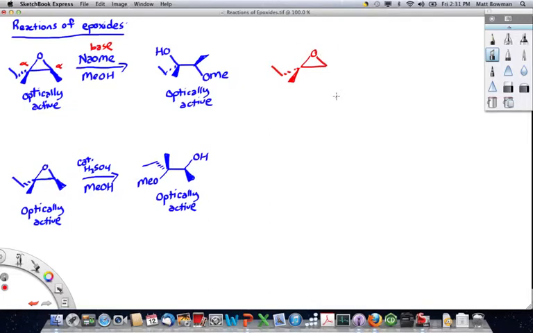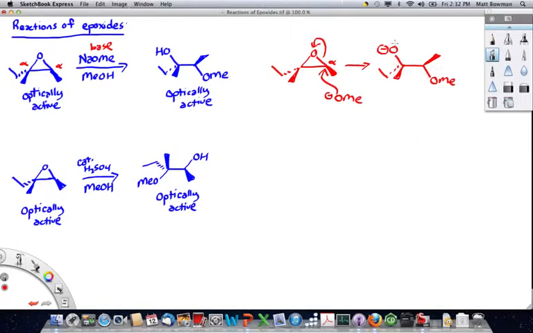When you're under basic conditions, you have a strong nucleophile that's capable of opening the ring on its own. So methoxide adds, electrons go up, O minus, OMe, like so. And if you notice, we attacked here on this alpha carbon on the right, and so that's the one that gets inverted.